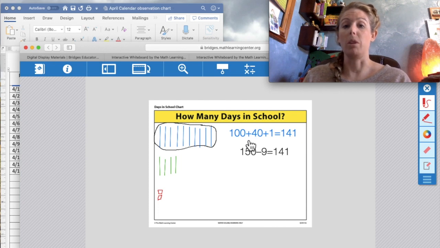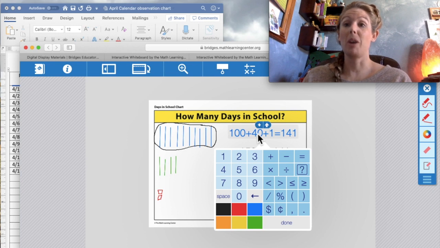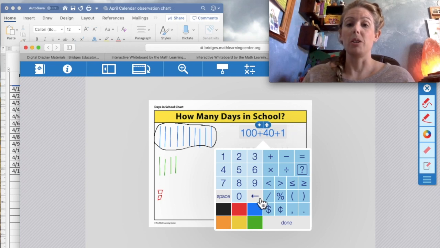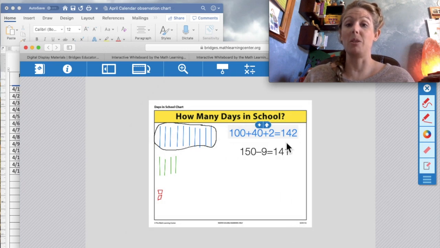We have our 100 group that matches, 40 with our 4 tens, and we had 1. So what are we going to have to change here, boys and girls, to make this equal 142? You are absolutely correct. We need to change this 1 to a 2 to equal 142. So let's go ahead and put in adding 2 equals 142. There is that expanded notation there.